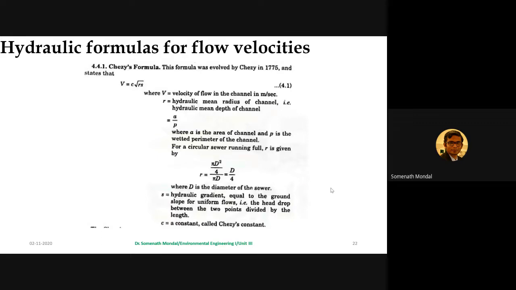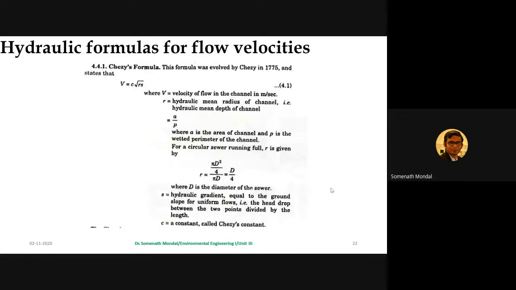R is the hydraulic mean radius or hydraulic mean depth of the channel, that is basically A by P, where A is the area of the channel and P is the wetted perimeter of the channel. If you can remember what you have studied in your fluid mechanics course, it will be easier for you to understand and connect. Once you get R by determining A and P, here one situation is taken as an example: if you have a circular section running full, then R would become D by 4.